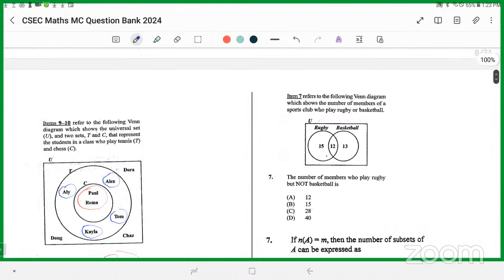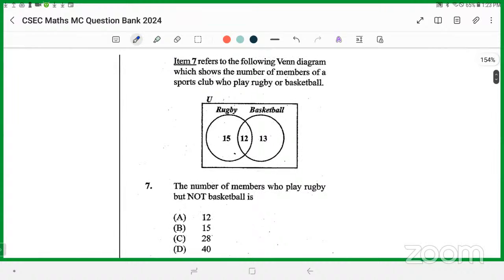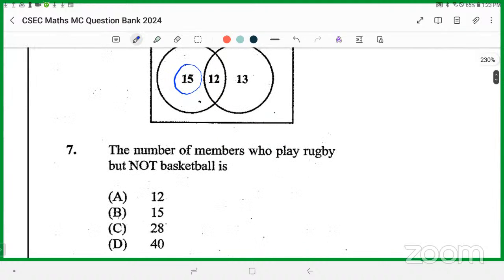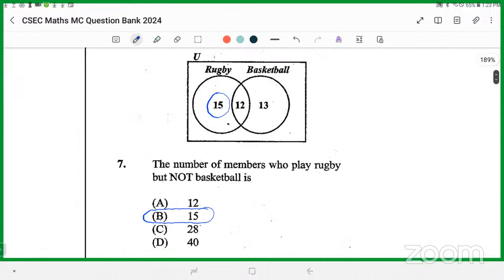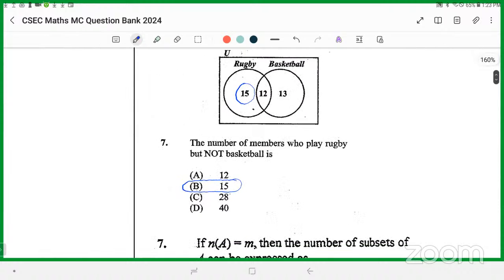All right, this one says the Venn diagram shows the members of a sport club who play rugby or basketball. The number of persons who play rugby but not basketball is this. These play rugby but not basketball. That's 15. They play rugby only. All right. Next one.